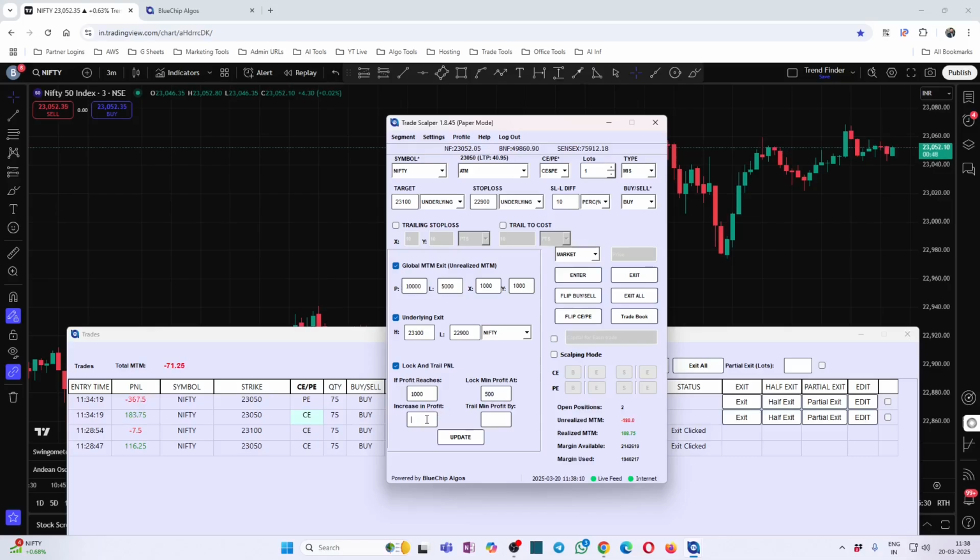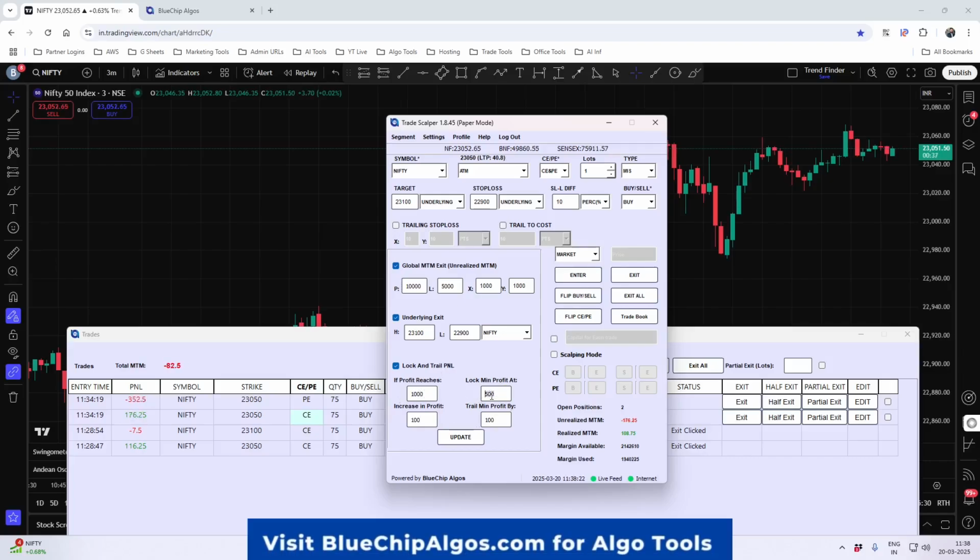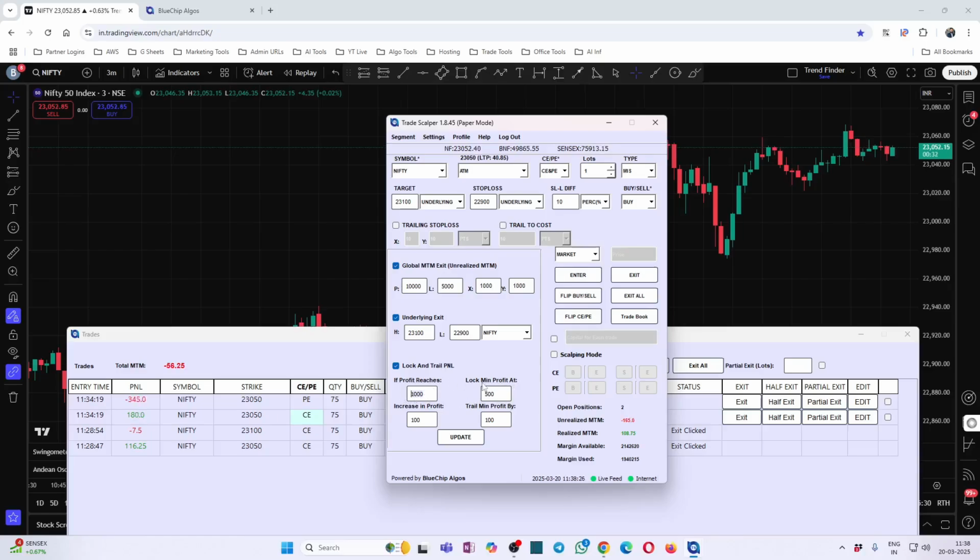But if the market continues in your favor, we want to make use of that, right? So in that case, you can simply say that from 1,000 onwards, for every 100 rupees extra profit, trail my profit also by 100 extra. So if this 1,000 becomes 1,100, then 500 becomes 600. If this 1,100 becomes 1,200, this 600 becomes 700. Like that, when the market moves in your favor, you can also lock your profit. This one is trailing the stop loss when the market moves in your favor, whereas this is locking the profit when the market moves in your favor.